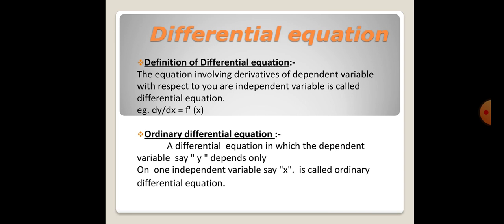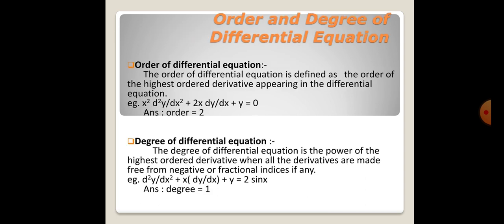The next point is ordinary differential equation. A differential equation in which the dependent variable, say y, depends only on one independent variable, say x, is called an ordinary differential equation. The next point in our lecture is order and degree of the differential equation.